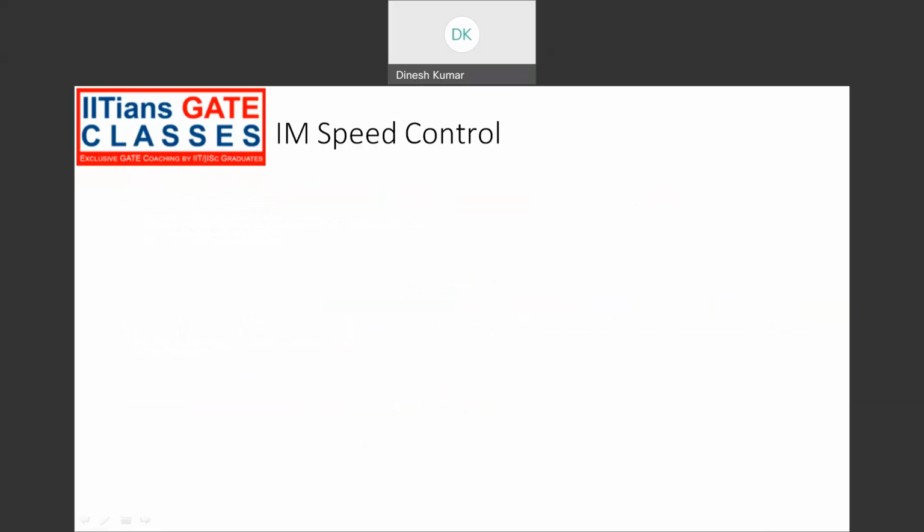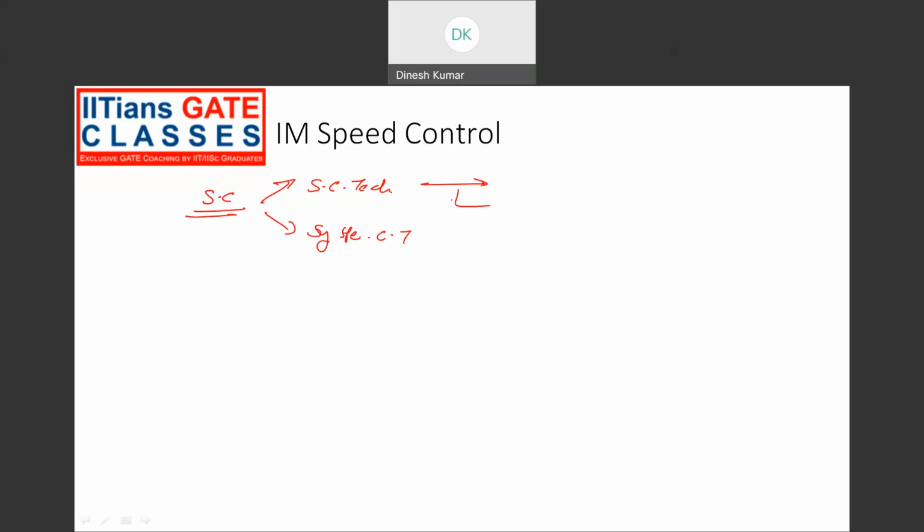Speed control. The advantages of why we need speed control: it includes advantages like silent operation of the machine as well as power savings. The speed control of an induction machine is classified into two types. One is slip control techniques. The other one is synchronous speed control techniques.